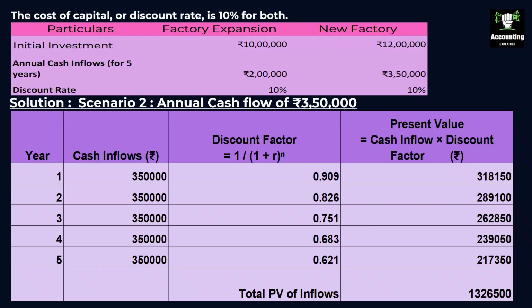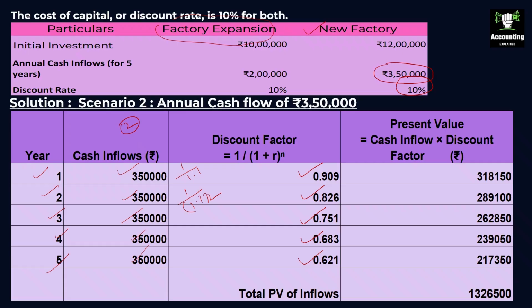We are going to do the second scenario, setting up of new factory. As we did for factory expansion, we are going to do in the same way for new factory also. That is, we are going to find out the present value. Here, the cash inflow for setting up of new factory is 3,50,000. So, for year 1, 2, 3, 4, 5, your cash inflows will be 3,50,000. And discount factor, as we found for factory expansion, like 1 divided by 1.1, 1 divided by 1.1 to the power of 2, like that we have to find out. And same discount factor will be used because discount rate is same for both the projects. So which comes to 0.909, 0.826, 0.751, 0.683, 0.621.